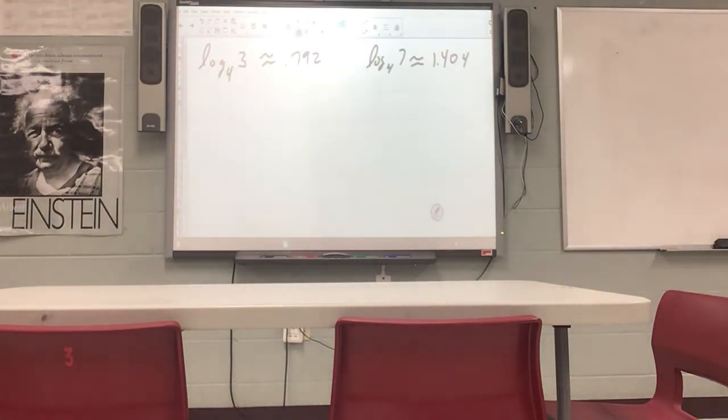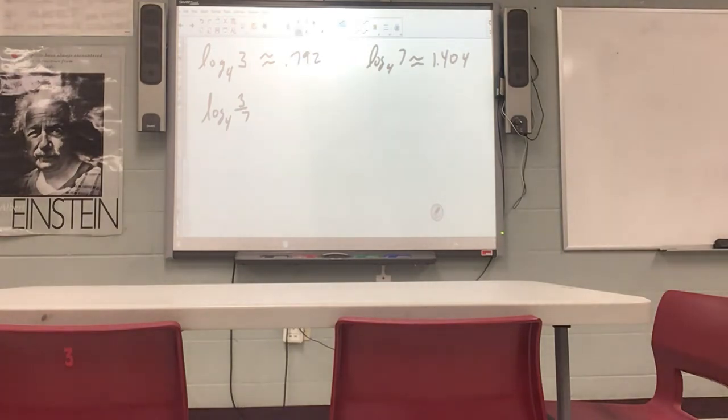I've got log base 4 of 3, and I'm telling you that that's approximately 0.792, which had to be rounded there. And then I've got log base 4 of 7, and that's approximately 1.404. So what I'm gonna do with this is set this up to show you how those properties work, but then I'll show you a way easier way to do this. So I'm asking us to use those approximates up there to evaluate log base 4 of 3 divided by 7.